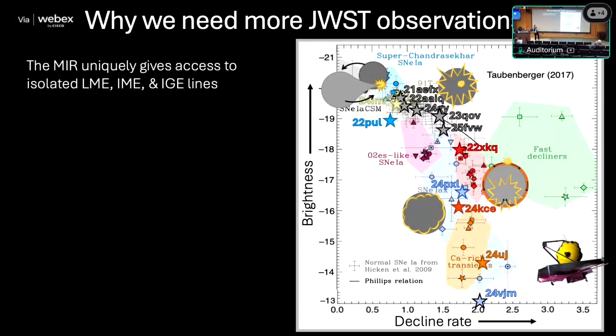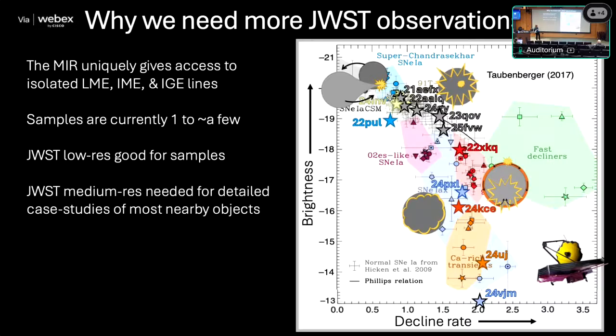The mid-infrared is super important for this kind of science because it gives us isolated lines from low mass elements, intermediate mass elements, radioactive iron group elements, stable iron group elements of a variety of different ionization states. And honestly, that's the best that we could ask for. So yes, I think we really need more of these medium resolution observations so we can do this very detailed analysis and be really differentiating between these different explosion mechanisms.